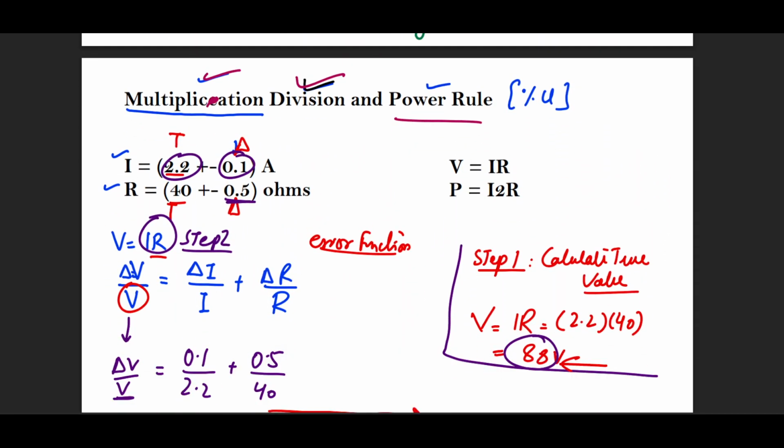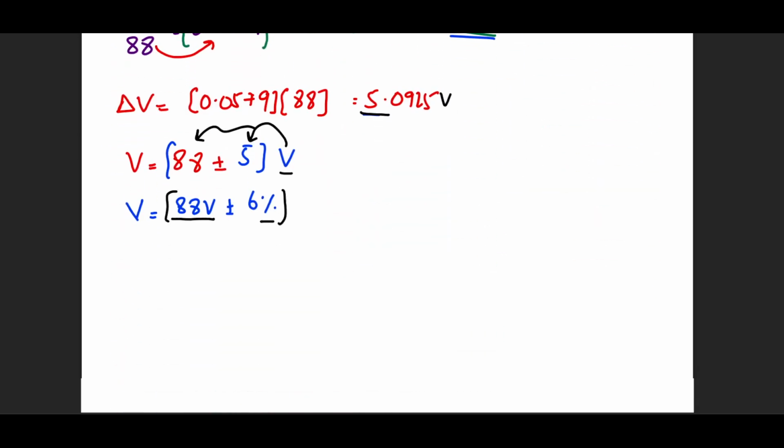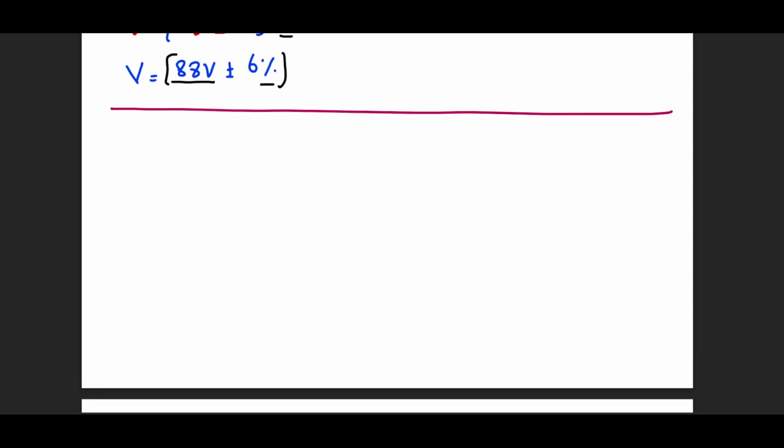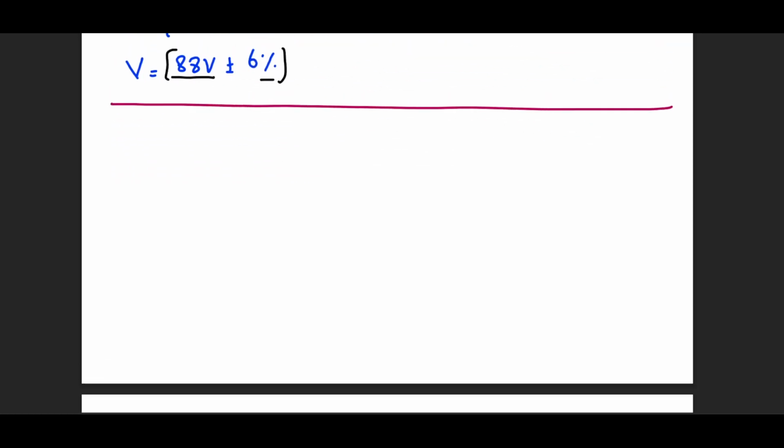Okay, moving on. We have tackled multiplication, we've tackled division. Let's deal with the power rule. So for the power rule, we have I squared r, right? It can get more complicated than that. Of course, there could be a function of under root, a function of cube root. You should be prepared for that, but we're dealing with a simple example, and then we're going to move ahead.